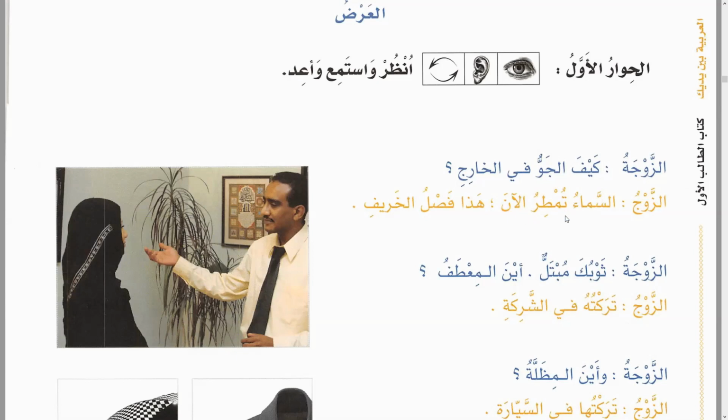Right? So tumtiru is form 4. Now there are so many forms. There are actually 12 forms, 12 or 14, some say 13, 14, whatever, but 10 are mostly used. So this is form 4. Form 4, instead of having 3 letters, has 4 letters: af'ala, and its mudari' is yuf'ilu. It always follows the same pattern. Af'ala yuf'ilu.